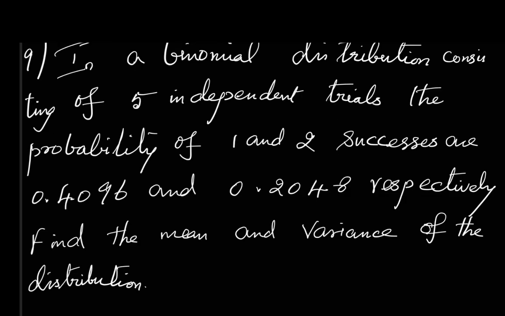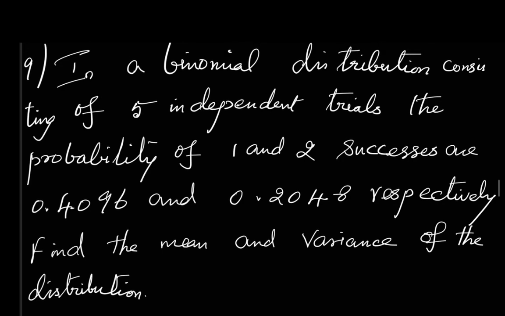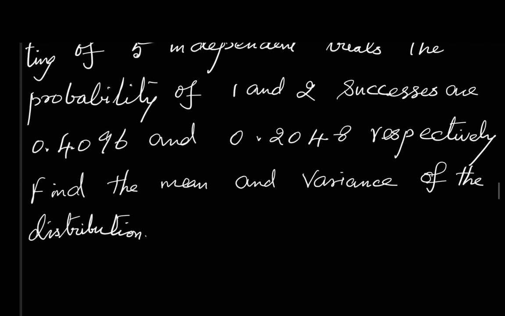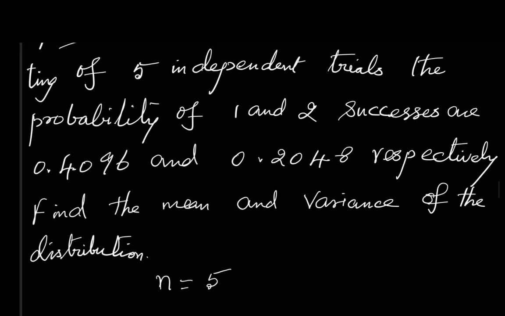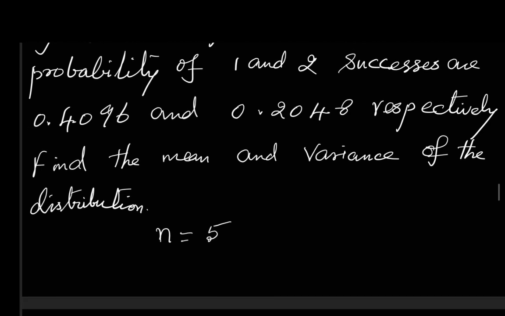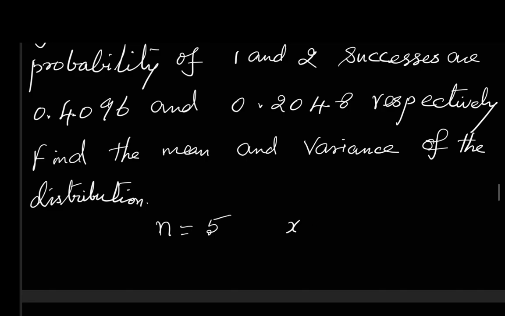See the 9th sum. In a binomial distribution consisting of 5 independent trials, n is 5, the probability of 1 and 2 successes are 0.4096 and 0.2048 respectively. Find the mean and variance of the distribution. So in the binomial distribution, 5 independent trials, so n is equal to 5. And also the probability of 1 and 2 successes, that is where x takes the value 1 and x takes the value 2.